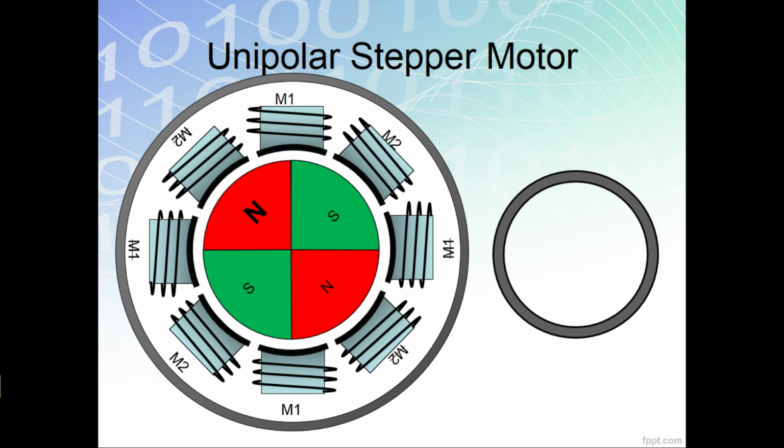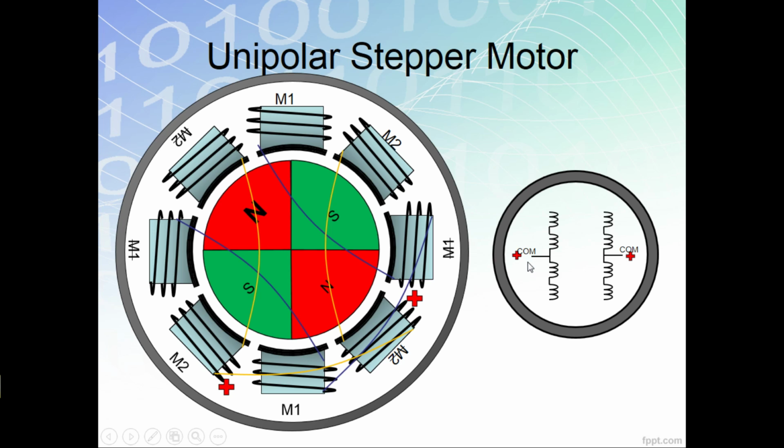Okay, how about the unipolar? How does it look like? Similar to a bipolar stepper motor, it also has M1 and M1 bar. It also has another M1 and M1 bar, and they are also connected to each other. Again, it also has M2 and M2 bar, which are connected to each other. The difference is that at the middle of this terminal, we have connected it to common, and this common is normally connected to a positive voltage.